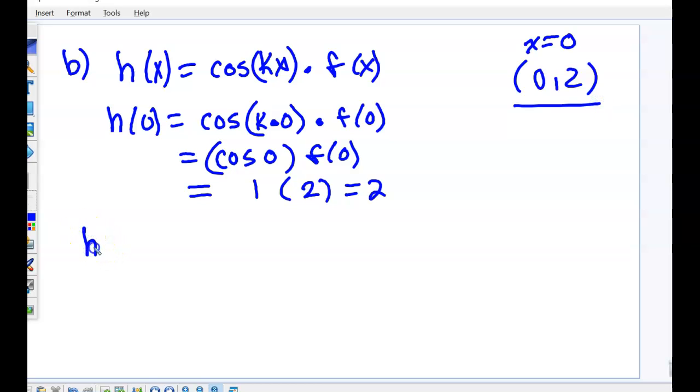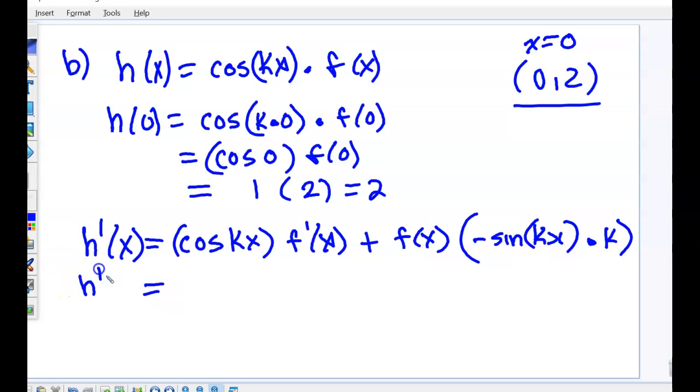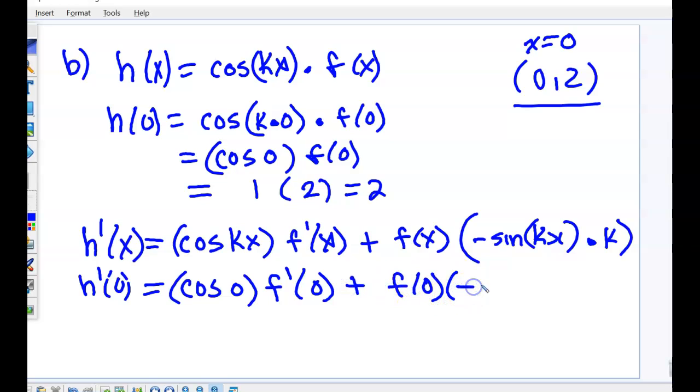Now, to find the derivative, I have to use the product rule. So cos kx times f prime of x plus the second function. The derivative of cos is negative sine kx, and then I have to multiply all of that by k. I'm asked to evaluate this at 0, so I get cos of k times 0, which is cos 0, times f prime of 0, plus f of 0 times negative sine of k times 0, and I still have to multiply it by k.